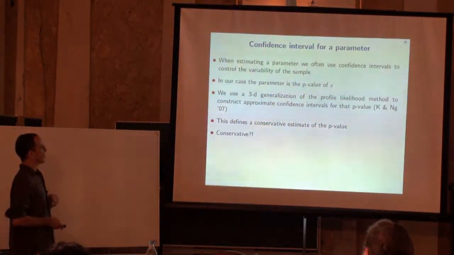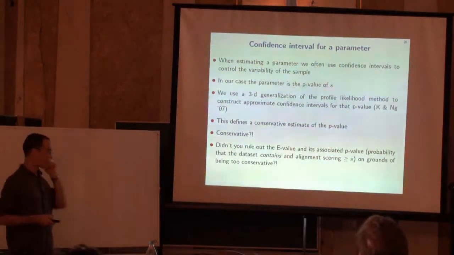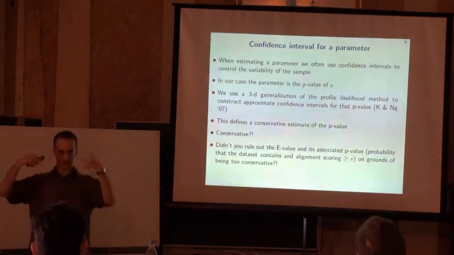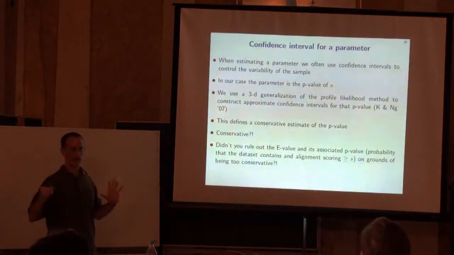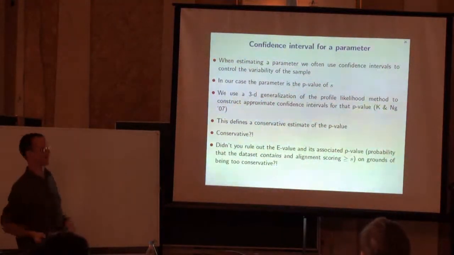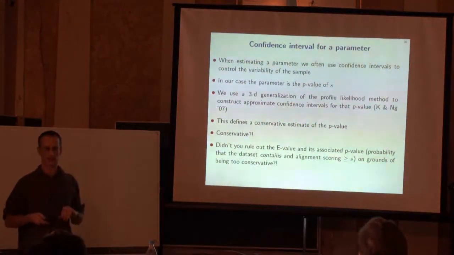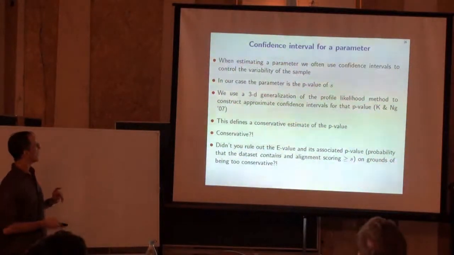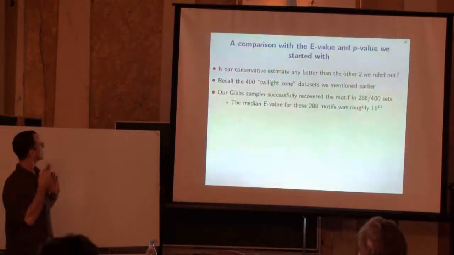And that's what we report. Oops, conservative. I threw out the e-value and the previous p-value, which was based on the probability that the dataset contains an alignment rather than that the finder can find an alignment of greater or equal score. I threw those out because they were too conservative. Now you're giving me another one which is conservative? Well, like in the Republican Party, there is conservative and there is conservative.